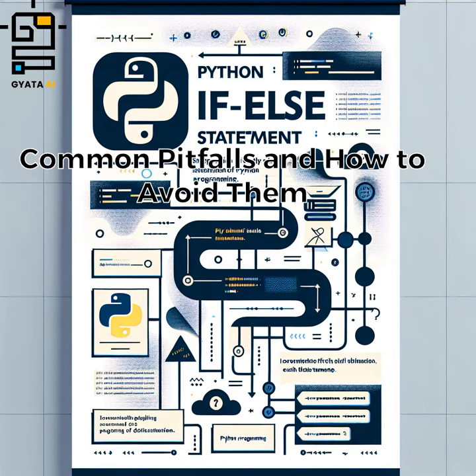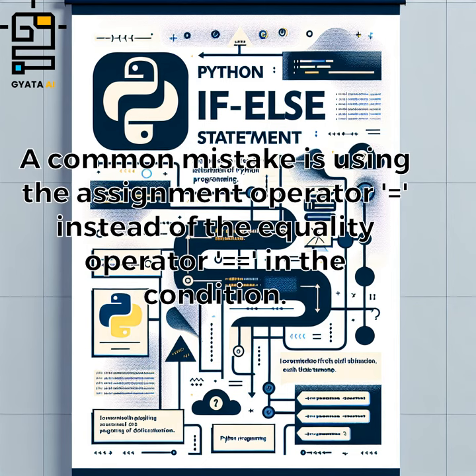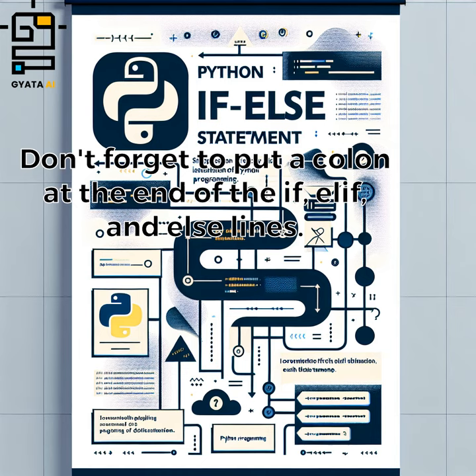Common pitfalls and how to avoid them. A common mistake is using the assignment operator equals instead of the equality operator equals in the condition. Don't forget to put a colon at the end of the if, elif, and else lines.